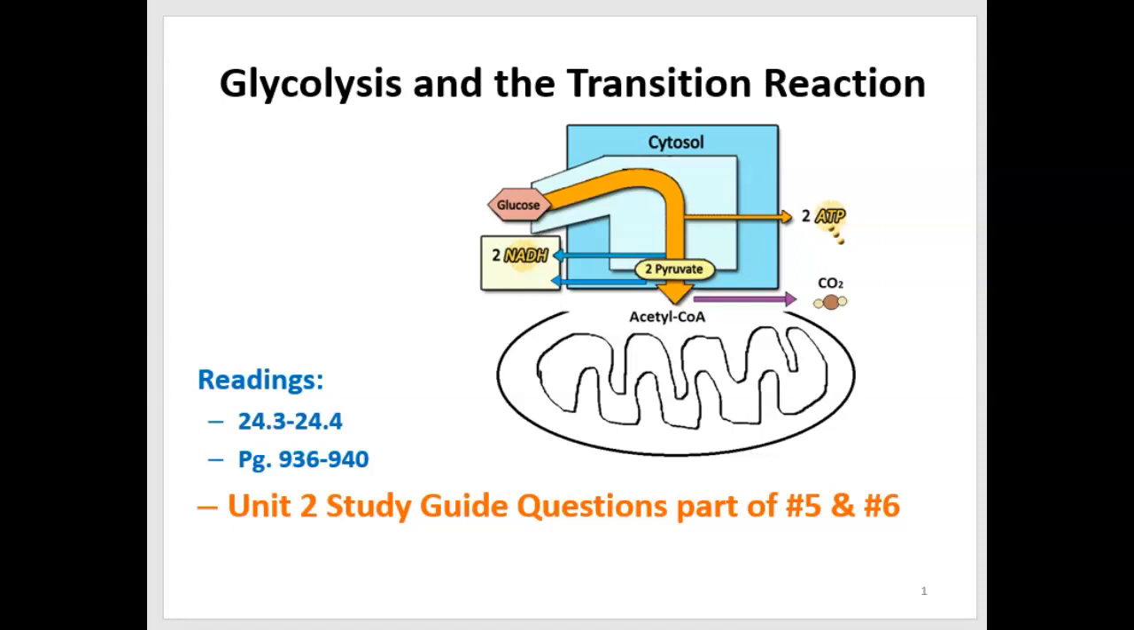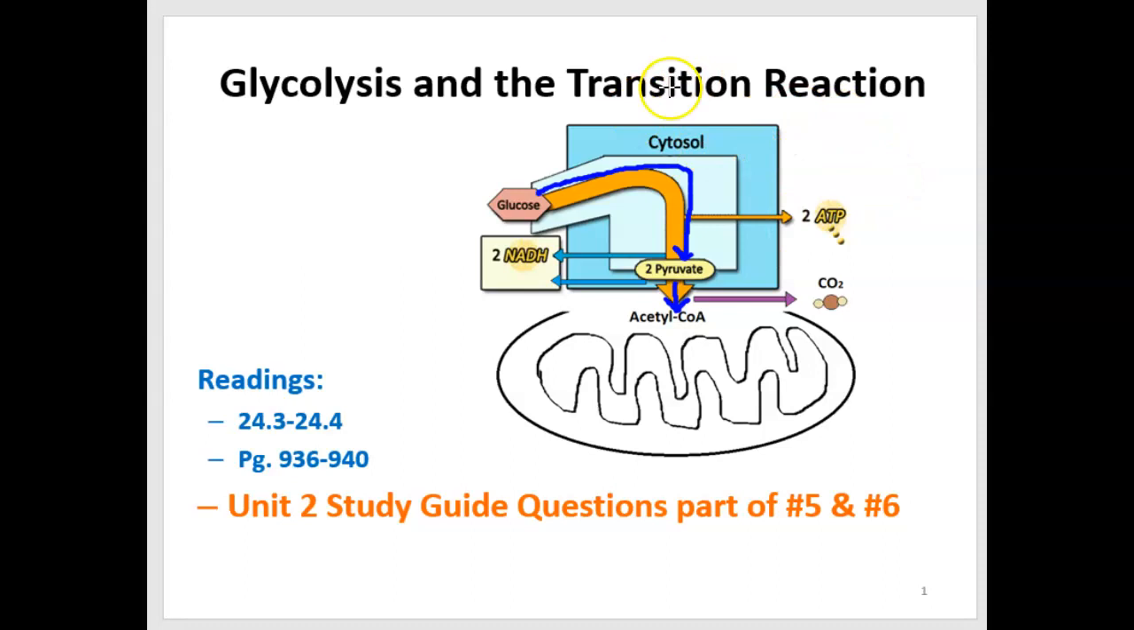Today we're going to talk about the first two steps of cell metabolism, and that is glycolysis and the transition reaction. So I'm just going to hit some highlights that we can see in this particular slide, and that is that the first step, glycolysis, is going to involve the breakdown of glucose. It's going to get turned into pyruvate. The second step is going to involve changing pyruvate into something called acetyl-CoA.